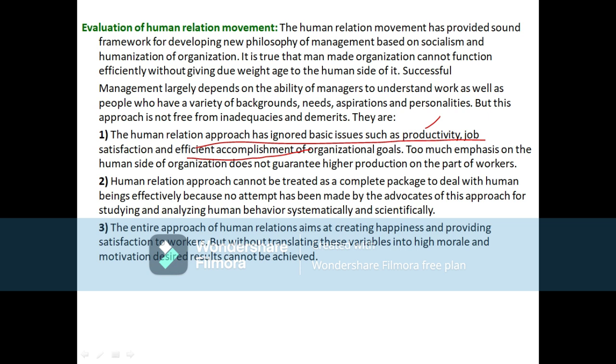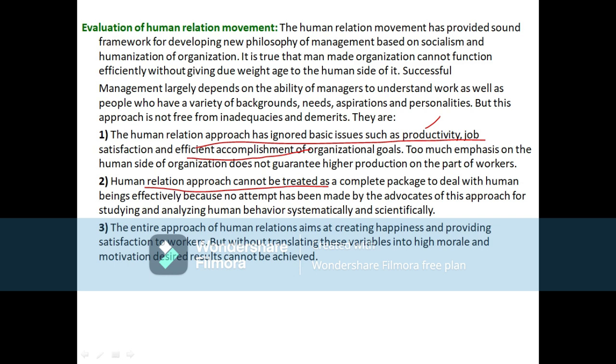Next, another evaluation is that the human relations approach cannot be treated as a complete package to deal with them effectively, because no attempt has been made by the advocates of this approach, Elton Mayo and his associates, to study and analyze human behavior systematically and scientifically.